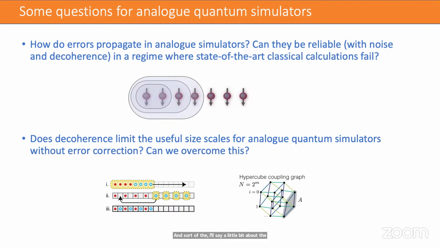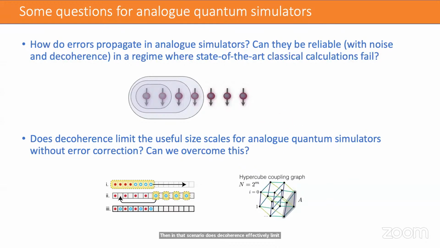I'll say a little bit about the conclusions we draw there and how it's related to information spreading. Also how it relates to the second question, which is the one that I mostly want to focus on today, which is the following motivation. If we have some sort of decoherence in these systems and we just have information spreading from particles to their neighbors and then through the system by neighbors talking to each other, then in that scenario, does decoherence effectively limit the useful size scales for analog quantum simulators?